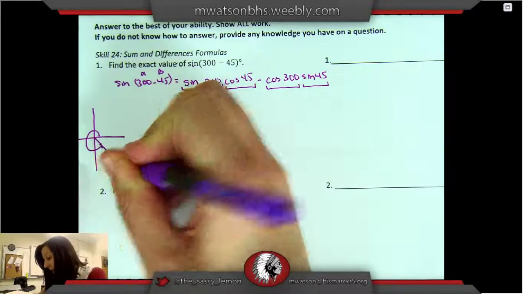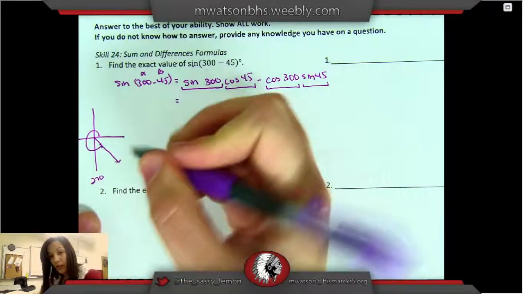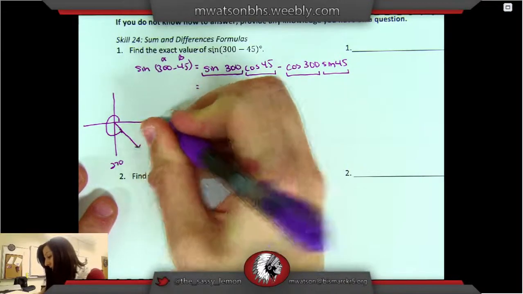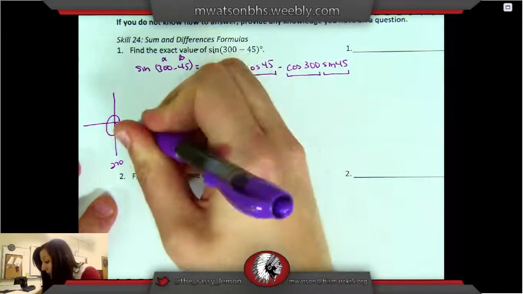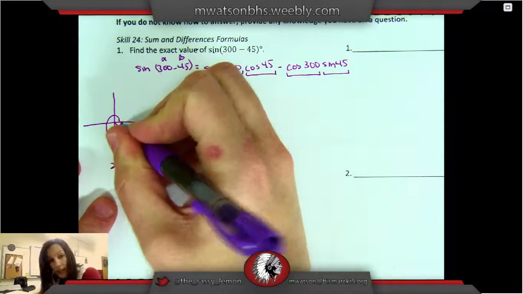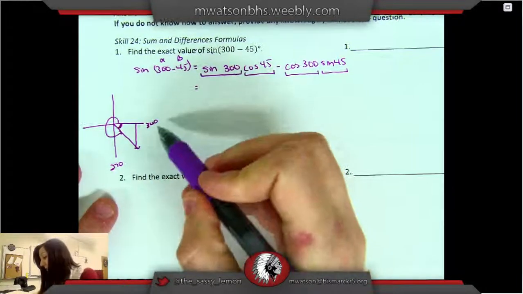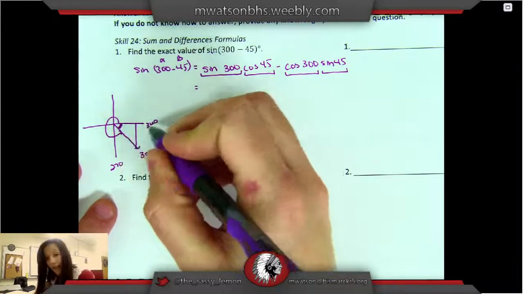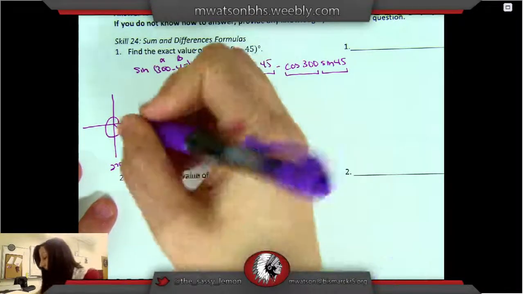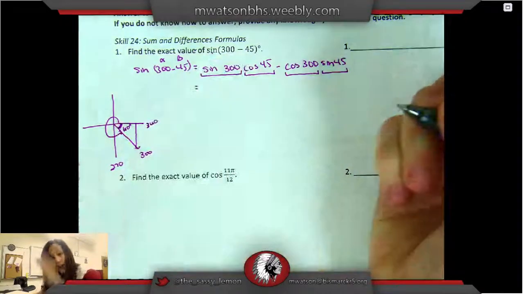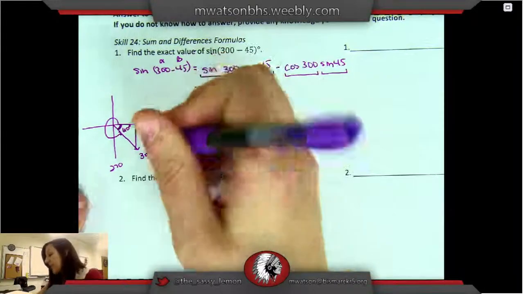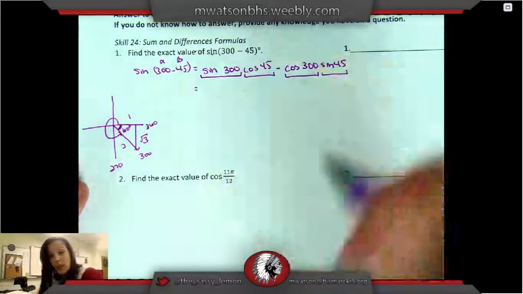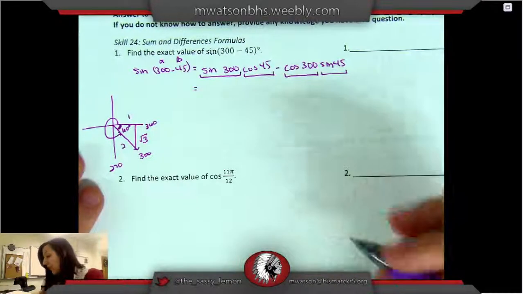So 300, I know that that's going to be in the fourth quadrant because it's bigger than 270 but less than 360. I need to actually find out how big my reference angle is right here, and I do that by subtracting my angle 300 from the x-axis, which is 360. So in here it's going to be 60 degrees. From that point, I can go ahead and draw the rest of my triangle, the side values anyway, and now I'm ready to find sine of 300.